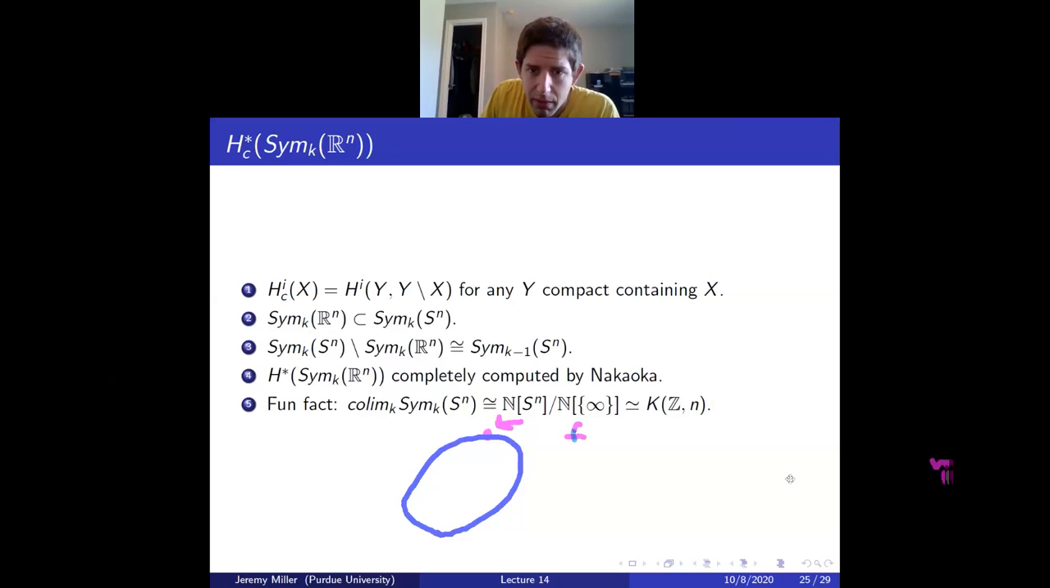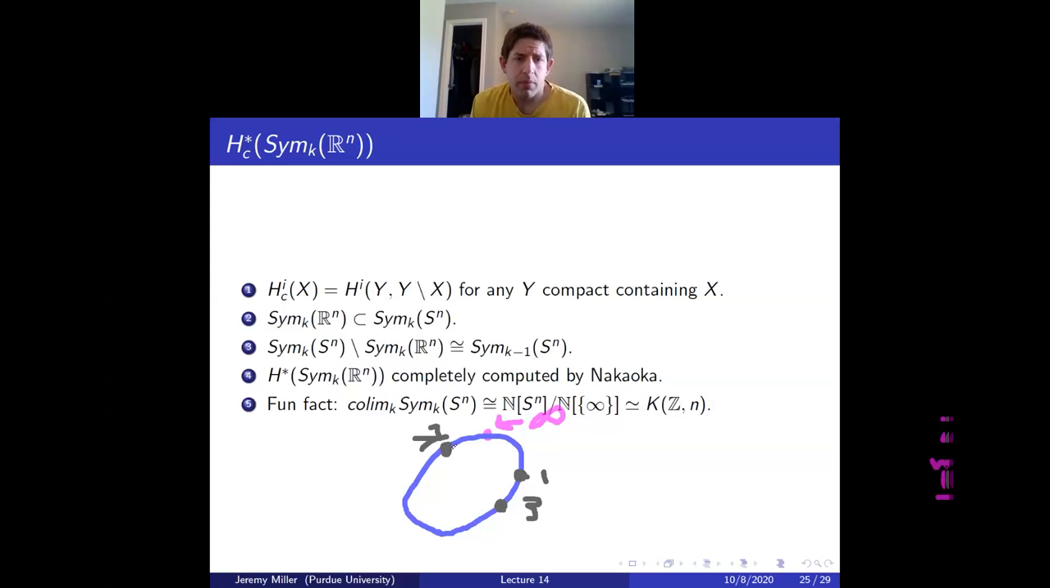This point is infinity. Need to write it out. That point's infinity. And then we have some configurations. Wait, now I'm confused. This statement seems wrong. It's correct. Okay. And these points are all labeled by numbers, and they add up to k.